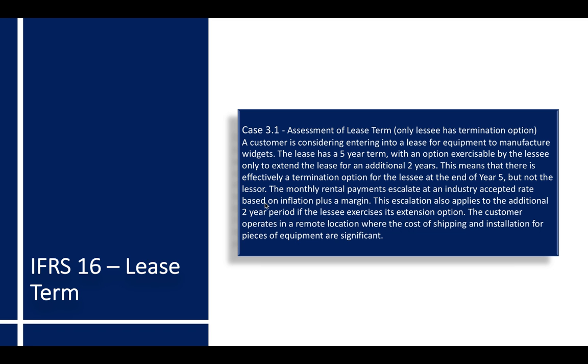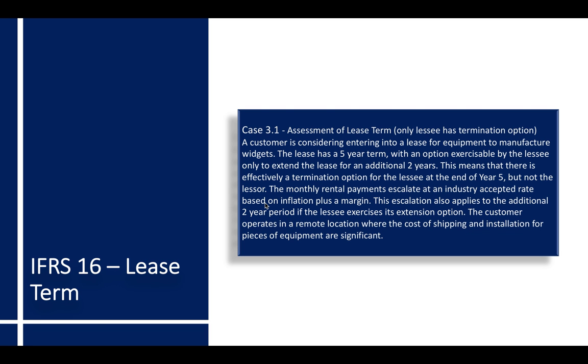The lease has a 5-year term with an option exercisable by the lessee only to extend the lease for an additional 2 years. This means that there is effectively a termination option for the lessee at the end of year 5, but not the lessor. The monthly rent payments escalate at an industry accepted rate based on inflation plus a margin. This escalation also applies to the additional 2 years period if the lessee exercises its extension option.